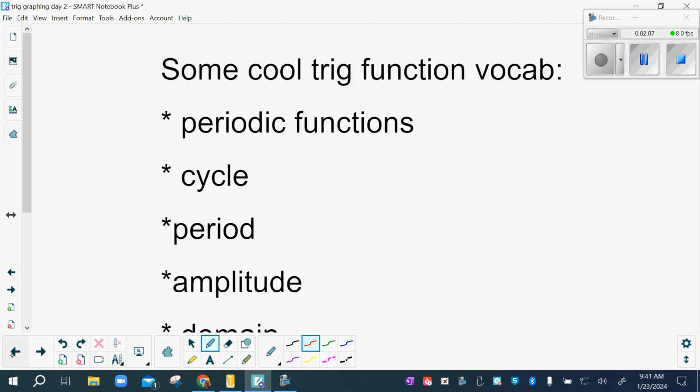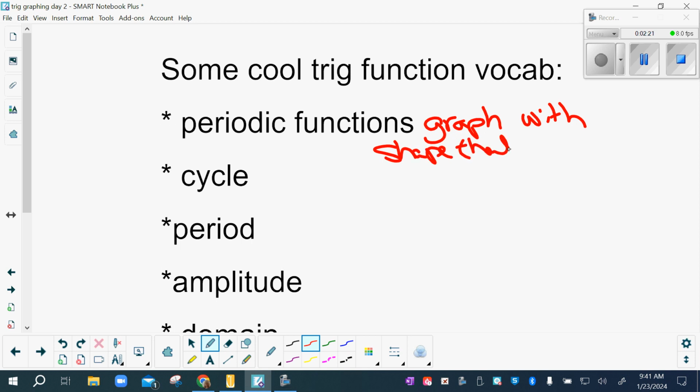So periodic functions are this new thing. What that means is any graph with a shape that repeats. And I am going to give you an obvious example. We're doing sine. It repeats. He just goes over and over and over again.